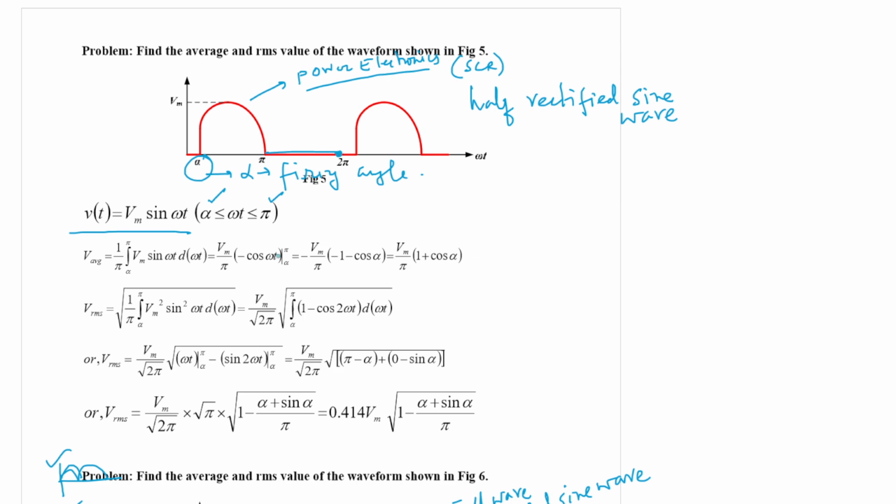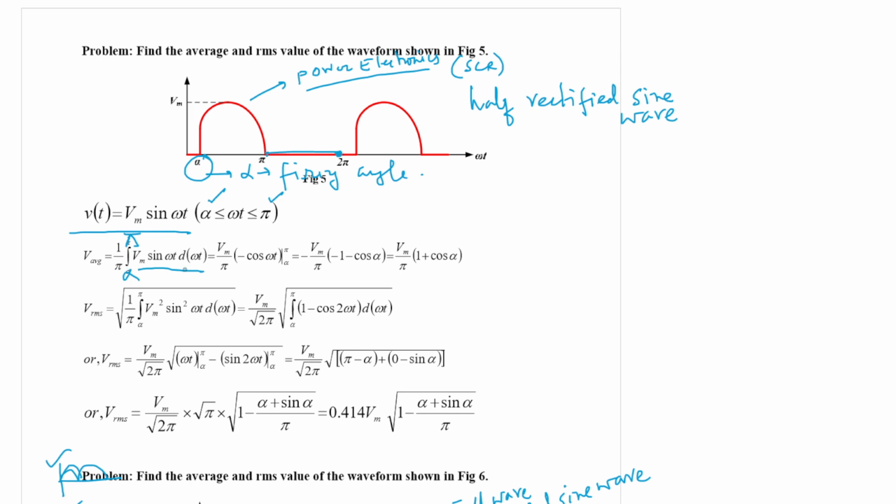So what is the average value? Let me first integrate Vm sine omega t. Now what should be the limit? The limit should be from alpha to pi, because it starts with alpha and it ends at pi.